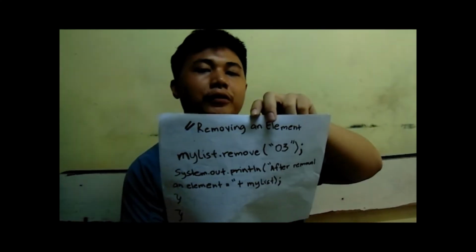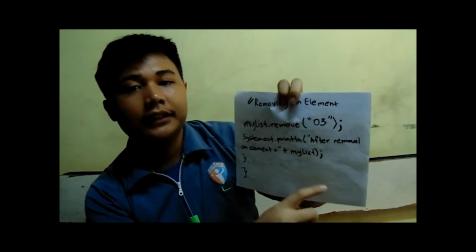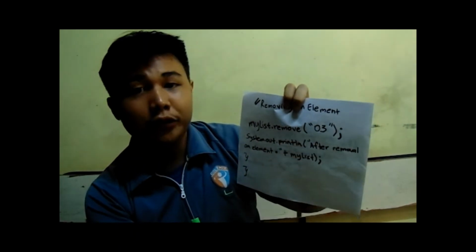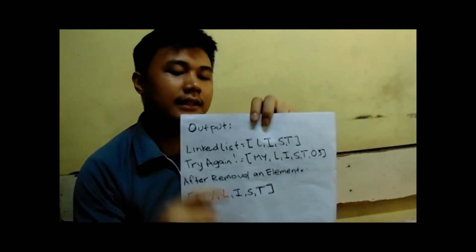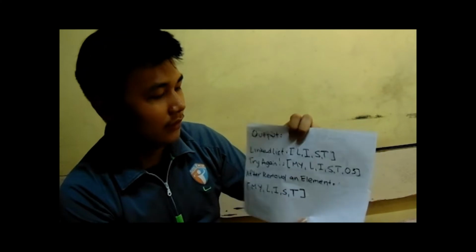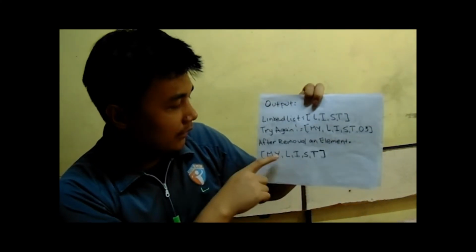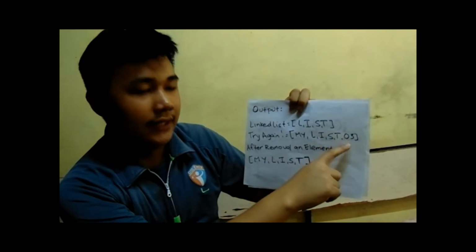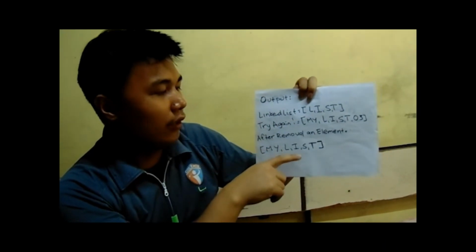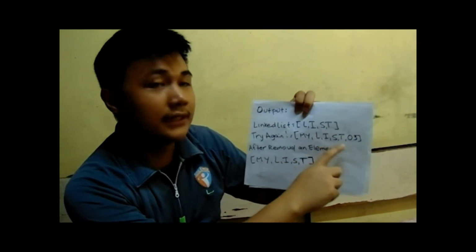Then if you want to remove, just use remove and place what you want to remove like this, and then this is the output of the remove. As you can see, you removed the 03. The outcome will be only myList, not myList 03. That's all. Thank you for listening.